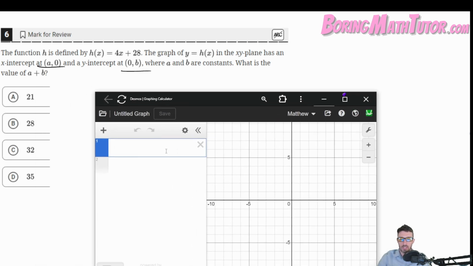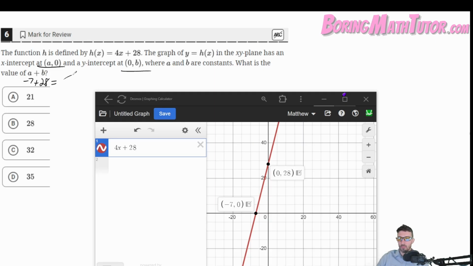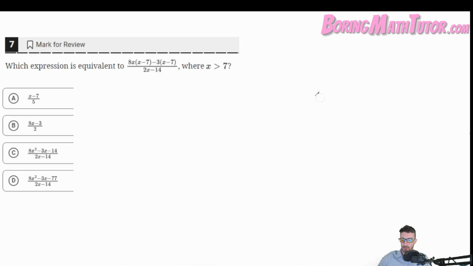Well, this is what's known as a turn your brain off problem. You go to Desmos and you click and click, because those are our x-intercepts and our y-intercepts. So what are we going to do? We're just going to take the x-intercept, which is -7, and add the y-intercept, which is 28, and then we're just going to go for a little vacation with all that free time we just got. All right, let's continue with the rest of this SAT.